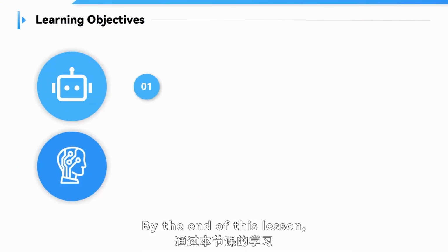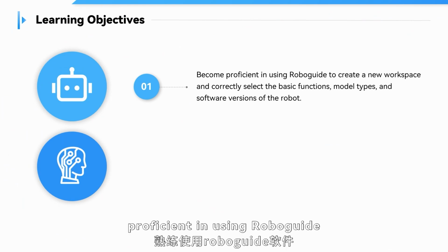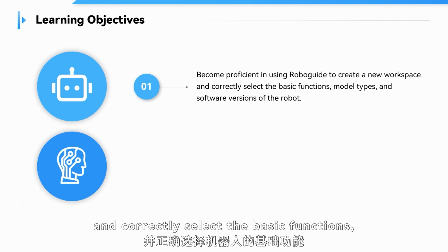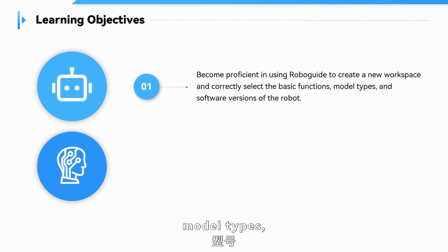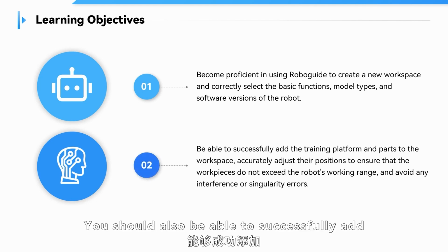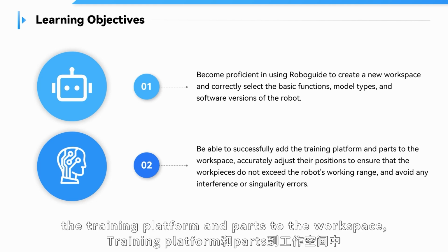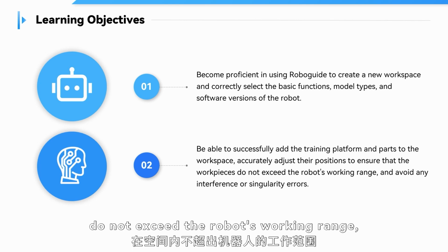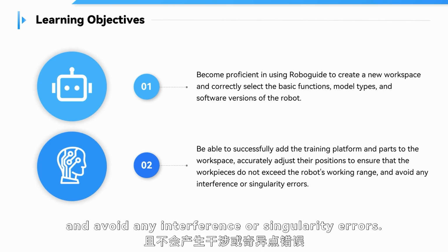By the end of this lesson, I hope that you will become proficient in using RoboGuide to create a new workspace and correctly select the basic functions, model types, and software versions of the robot. You should also be able to successfully add the training platform and parts to the workspace, accurately adjust their positions to ensure that the workpieces do not exceed the robot's working range, and avoid any interference or singularity errors.